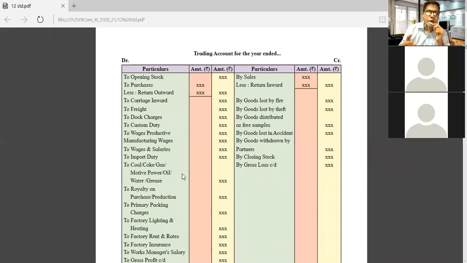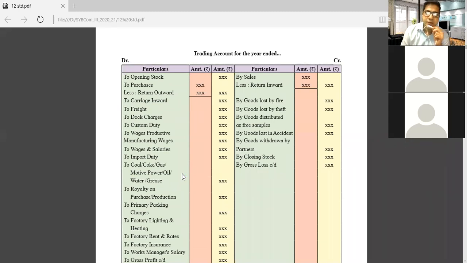These are all expenses. These expenses are called direct expenses, and they are recorded on the debit side. You studied this in 11th and 12th standard also. It is not new, but we have to do the revision. Whenever we have to solve a problem, we should know at least what kind of items are there.